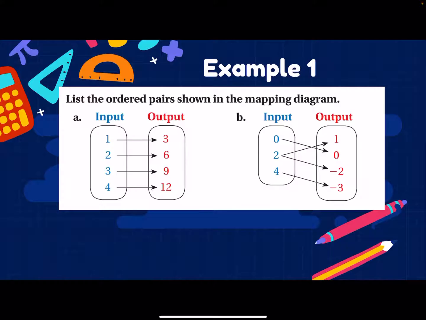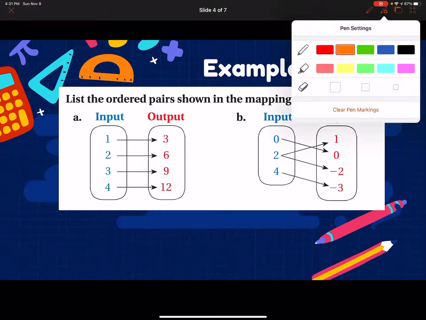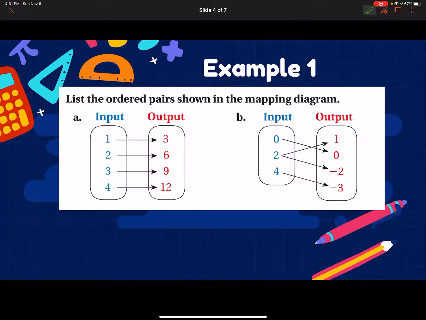Okay, example 1 says, list the ordered pairs shown in the mapping diagram. So we are basically going to take the information in the mapping diagram, follow the arrow from, remember, our input is the x, our output is the y, and we're going to follow that arrow to make a connection and write it as an ordered pair. So this first one is pairing up the x is 1 to a y that is 3. So the ordered pair for that first set of values is 1, 3.